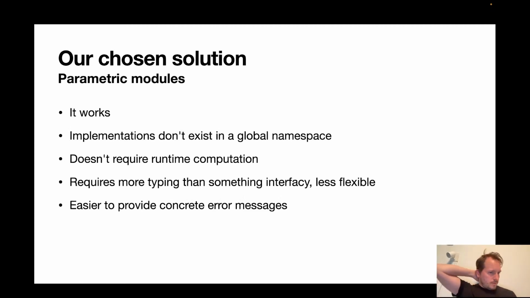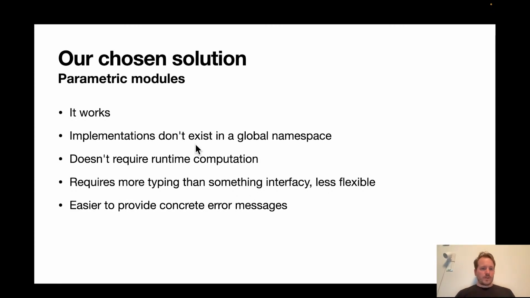So how is this? Well, this is something that works. It works in a way that implementations don't exist in a global namespace. And it does so by requiring that when you import a dictionary, you specify what this is a dictionary of. If you want to have two dictionaries, one where the keys are strings and one where the keys are integers, then you have to do two imports, and you have to specify which particular type of dictionary you're working with.